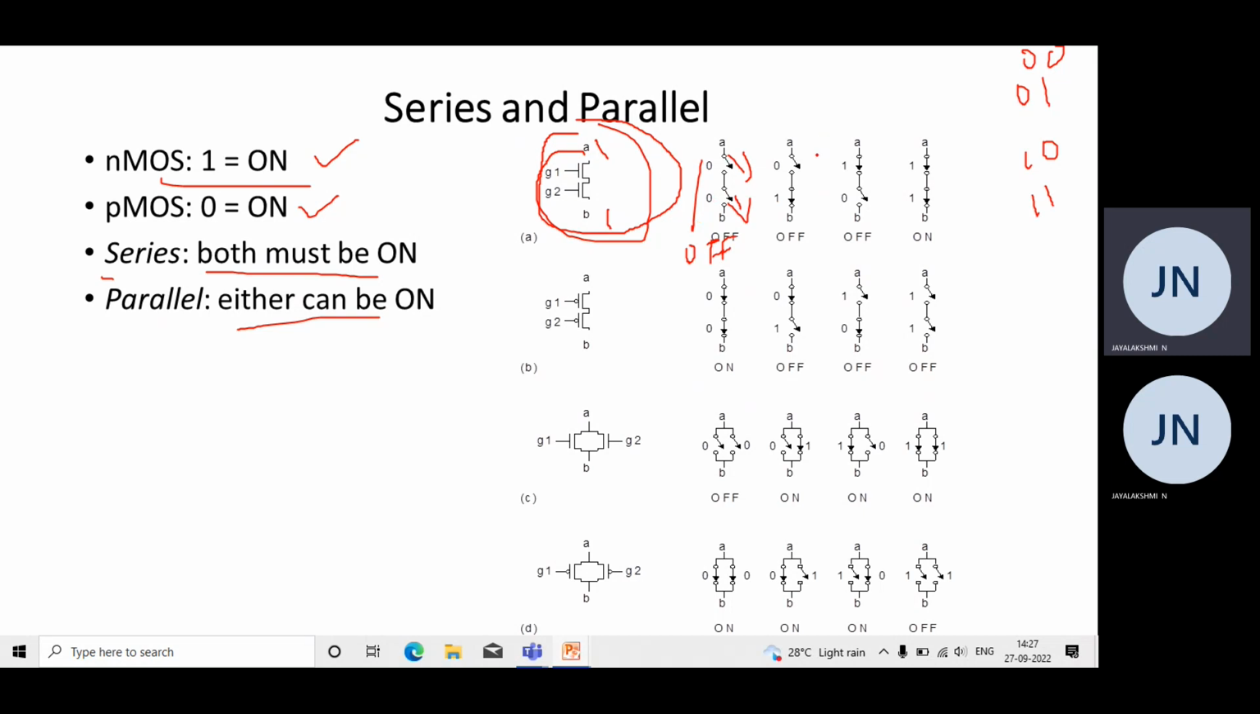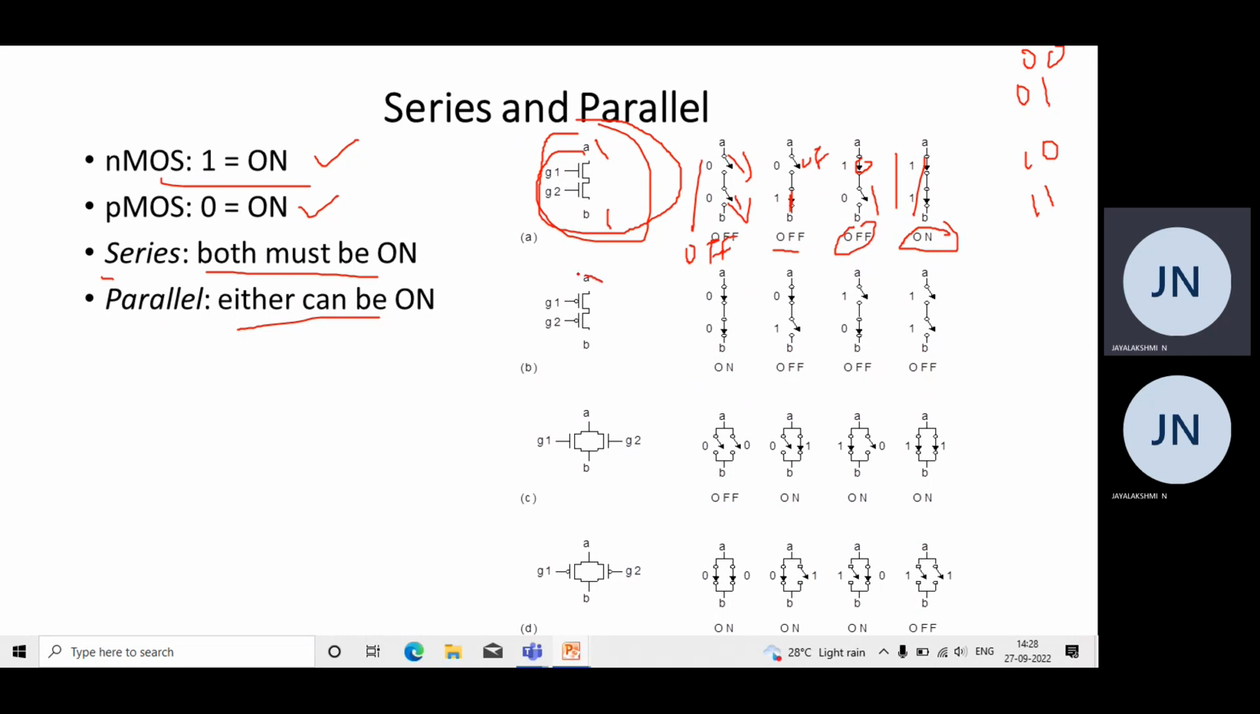Next condition, if you are supplying 0 1, so this is an NMOS transistor. If you are supplying 0, it is off. If you are supplying 1, it is a closed circuit. But here both are not on. In a series connection, if only one is on, the output is off. Here also, when you are supplying 1 0, here it is a closed circuit and here it is an open circuit. So that's why it is off. When you are supplying 1 1, it is an NMOS transistor and it is series. Both must be on, then only the output is on.